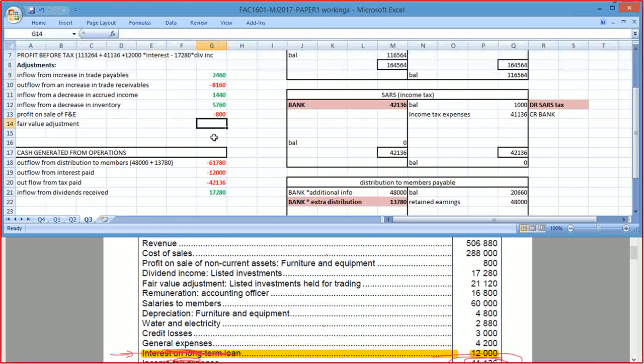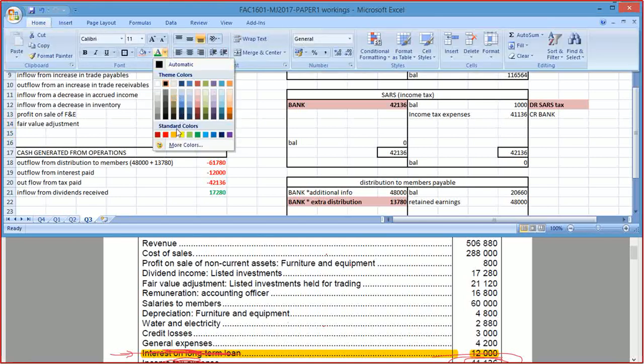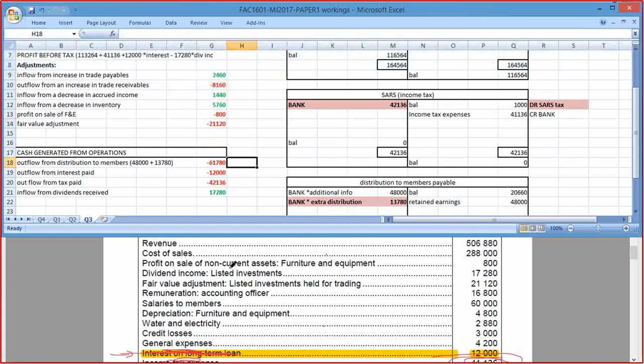Fair value adjustment. This went up or down? This went up, looks like it. It looks positive, it's not a negative. So if it went up, it'll come out. It'll be minus then, negative. How much was it? 21,120. Got that? Yes, got that.